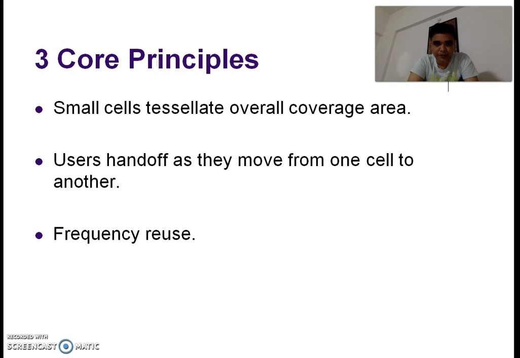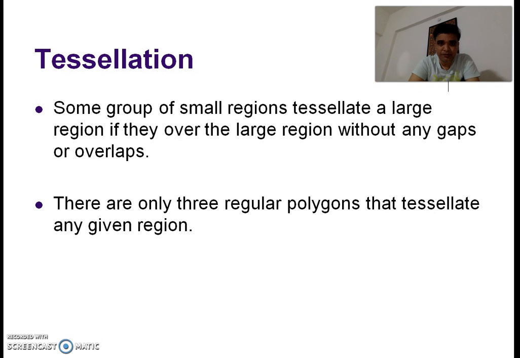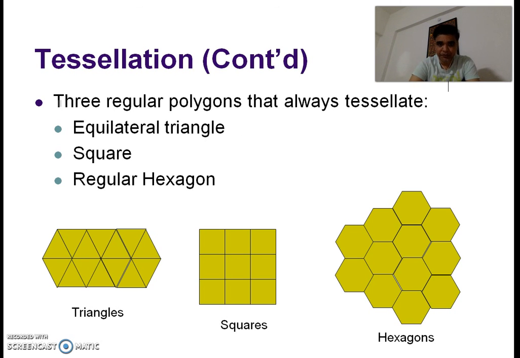Okay. So small cells tessellate the overall coverage area, users hand off as they move from one cell to another, and frequency reuse. These are the three core principles of a cellular system. A group of small regions tessellate a large region if they cover the large region without any gaps or overlaps. There are only three regular polygons that tessellate. Tessellate means cover any given region. The three regular polygons that always tessellate are the equilateral triangle, square, and regular hexagon.